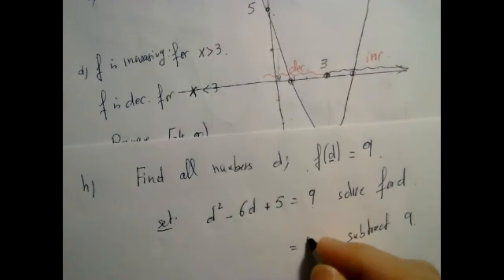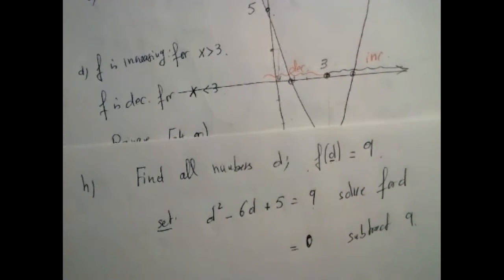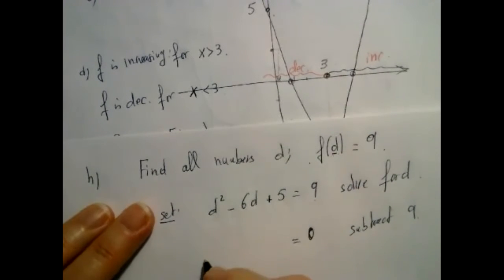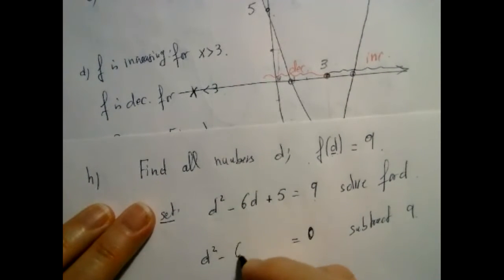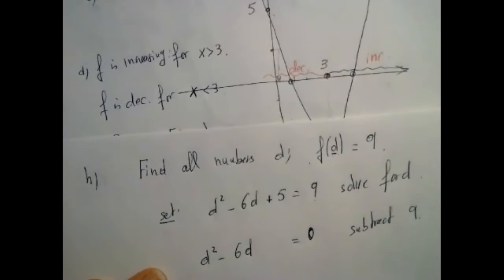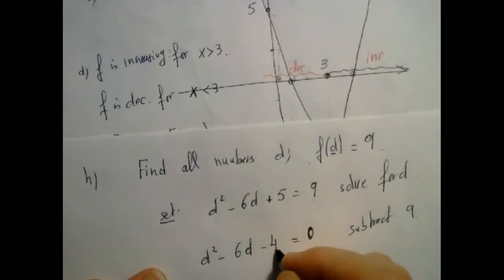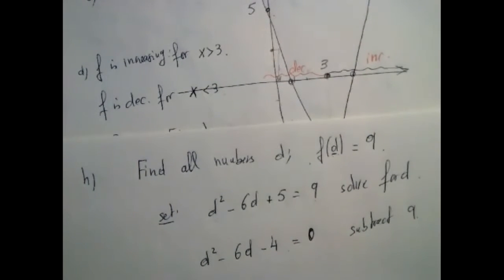Okay, make this equal to 0. That's always my first step, and this would give me D squared minus 6D plus 5 minus 9 minus 4 equal to 0. Okay, so I need to solve this one. So that's a quadratic equation. Now how to solve it? Always we try to factor. And if you cannot, we use the quadratic formula.